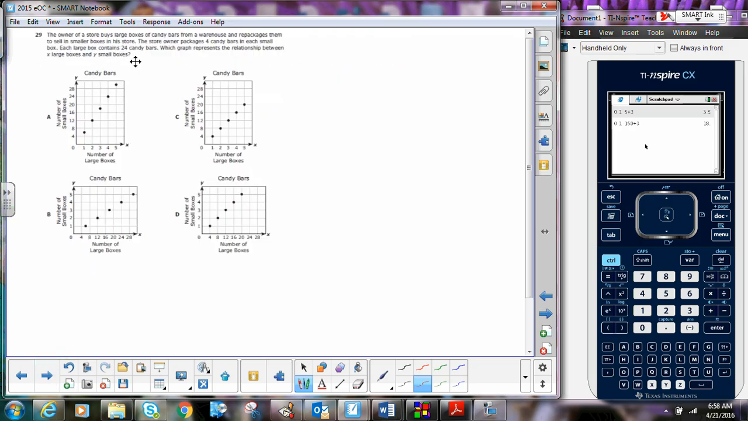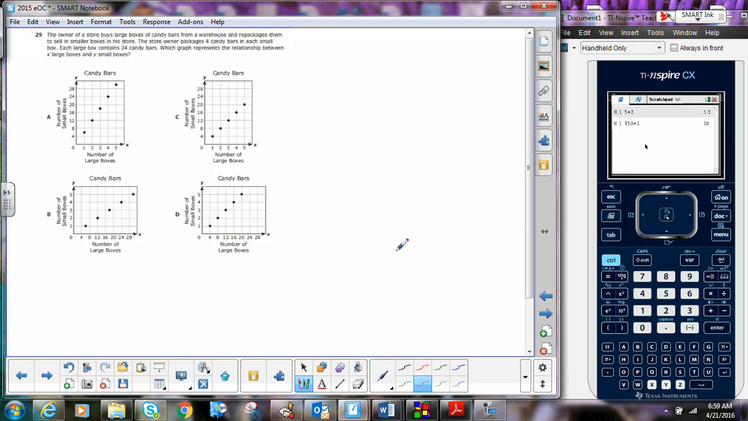The owner of the store buys large boxes of candy bars from a warehouse and repackages them to sell in smaller boxes in his store. Sorry. The store owner packages 4 candy bars in each small box. Each large box contains 24 candy bars. Which graph represents the relation between X large boxes and Y small boxes?